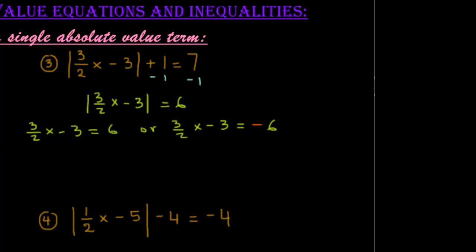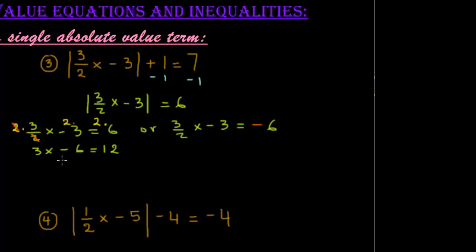Alright, so we need to get rid of fractions. We know the LCD of this equation is 2, so multiply every term by 2. 2 divided by 2 is 1, and 1 times 3 is 3. So we have 3x. We have 3x minus 6 equal to 12.